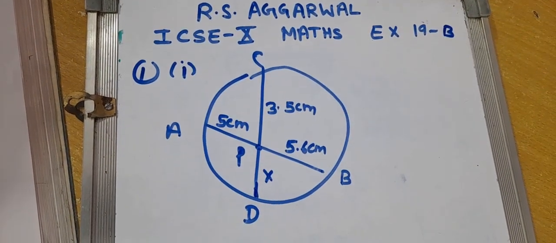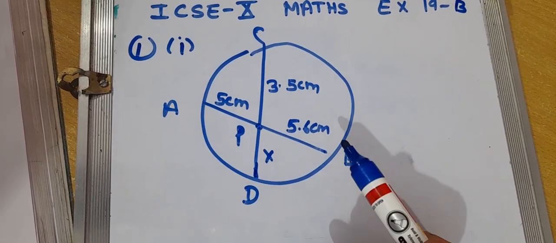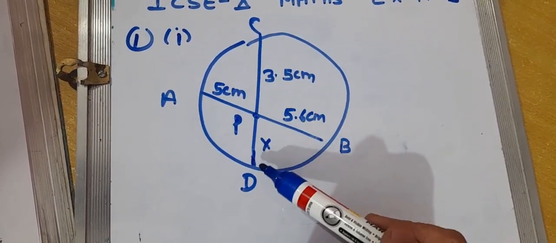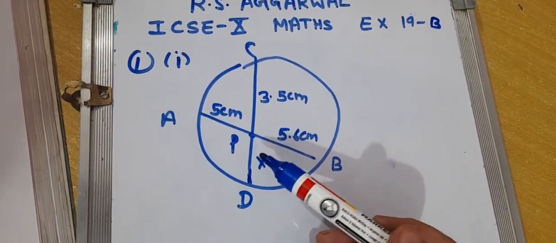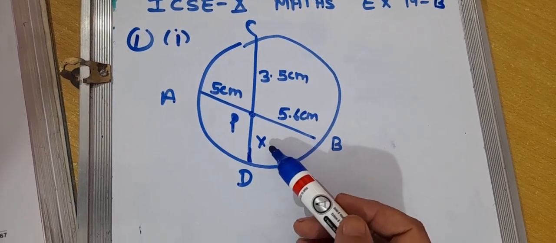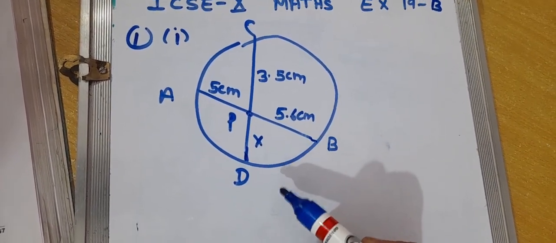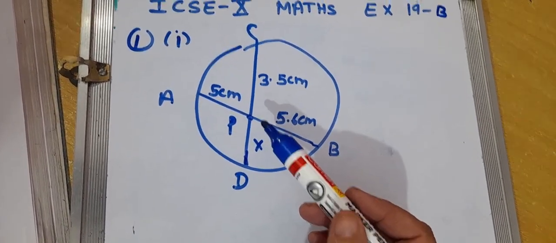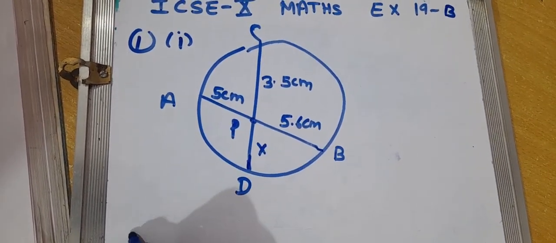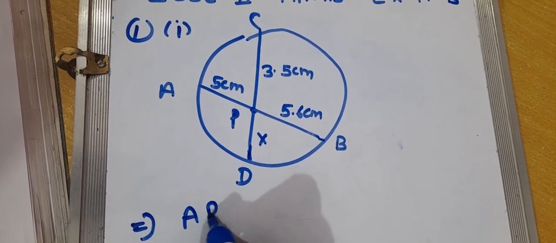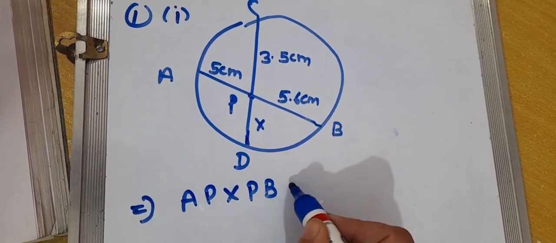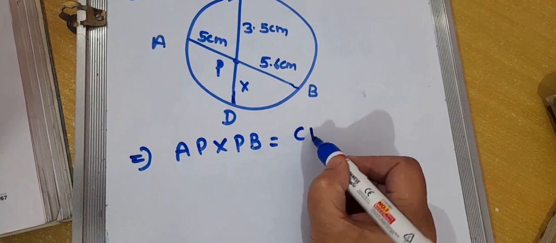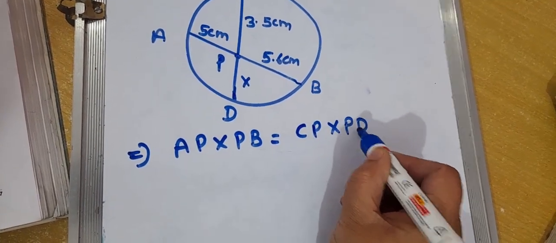Thank you. Question number 1, subpart 1. We are given this diagram. Here two chords AB and CD are intersecting at point P and we have to find the value of X. We know that if in a circle two chords intersect internally, then the product of their segments is equal. It means AP into PB will be equal to CP into PD.